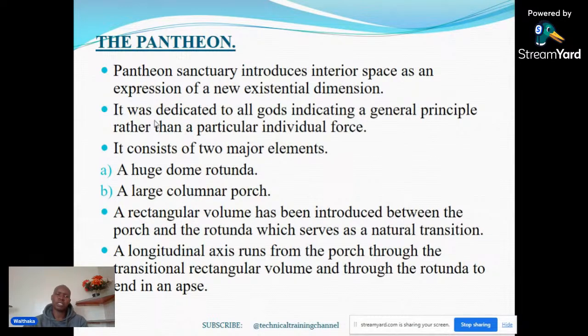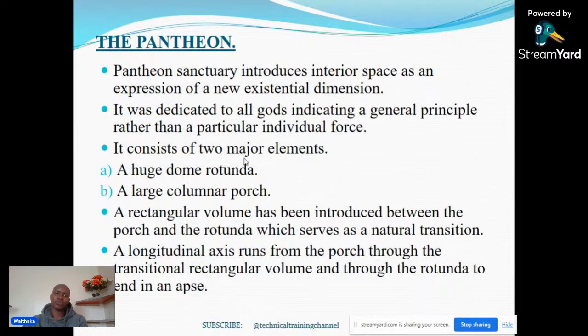Then we are saying that it was dedicated to all gods, indicating a general principle rather than a particular individual force. Again, this is a contrast from whatever we saw from the Egyptian, where they had specific temples dedicated for specific gods. But with the Roman, this building, the Pantheon, was dedicated to all gods, which indicates a general principle rather than a particular individual force, like we saw with the Egyptian architecture.